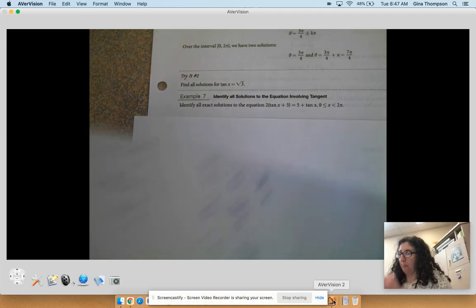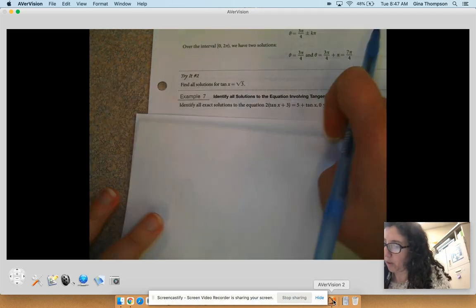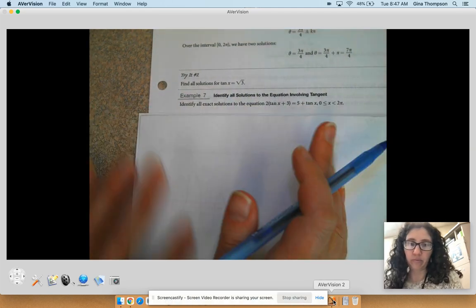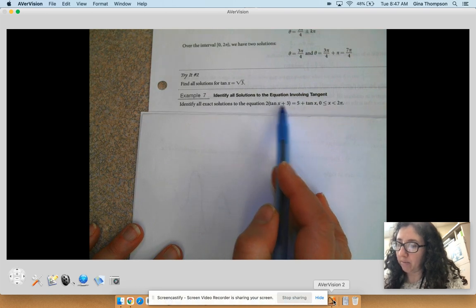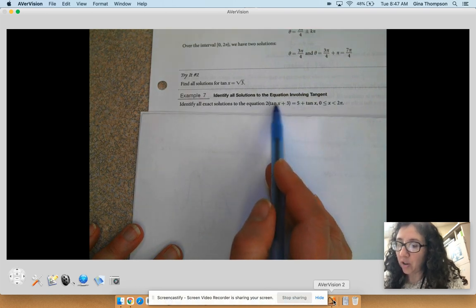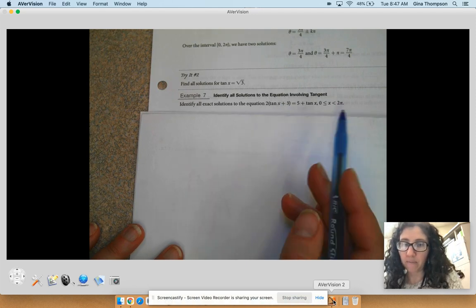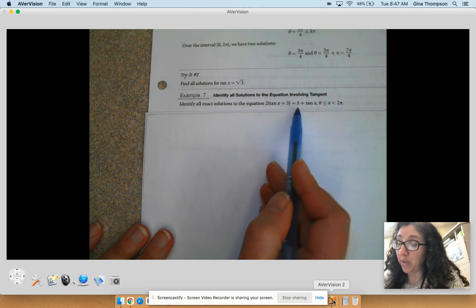Okay, let's look at this one. Identify all exact solutions to this equation. All right, so notice, so now we have some algebra to do. This is tangent of x plus 3. It's not tangent of x plus 3, okay? So the first thing we need to do is just simplify this. And here equals 5 plus tangent x.